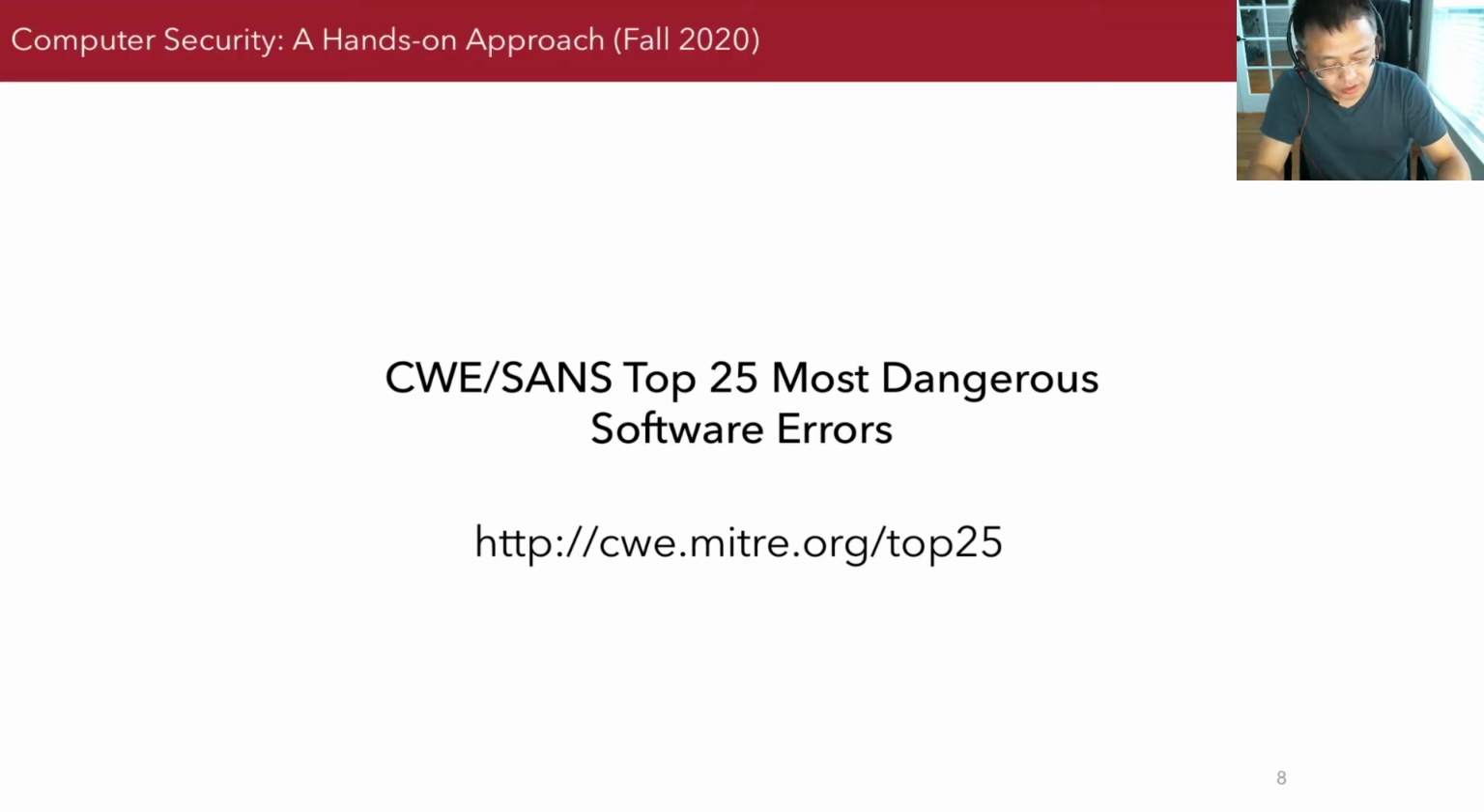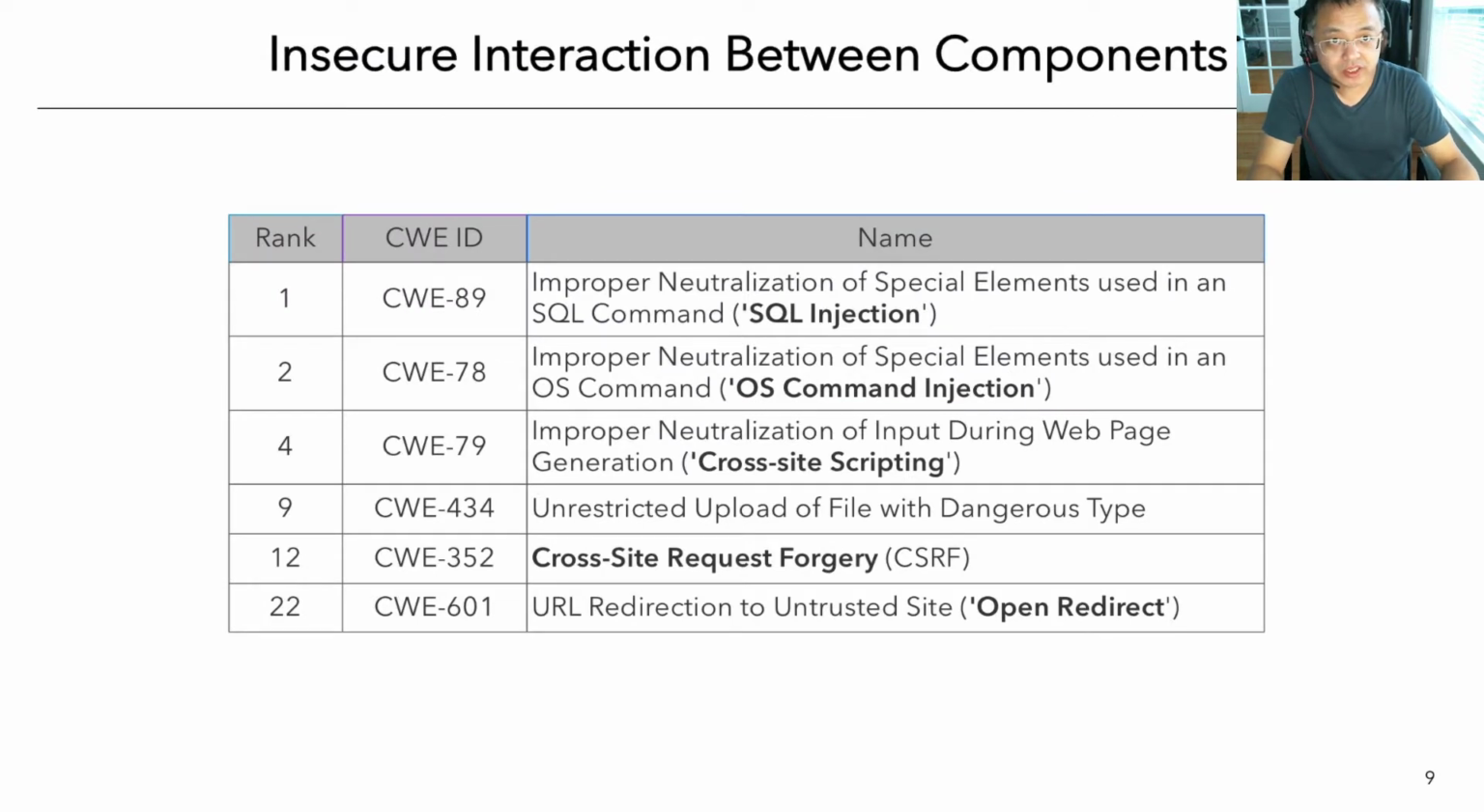Today, we're first going to talk about the top 25 most dangerous software errors. The software errors have been classified into different categories. The first category is the insecure interaction between components. The first example is SQL injection. Right? So this is a very common vulnerability in web applications.